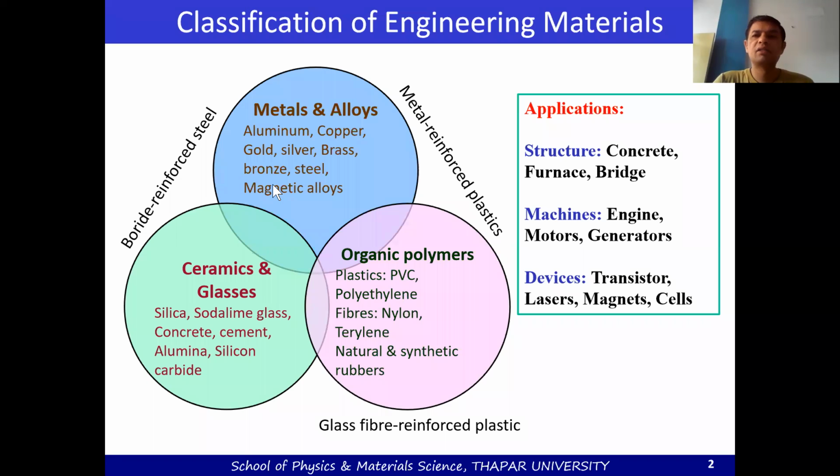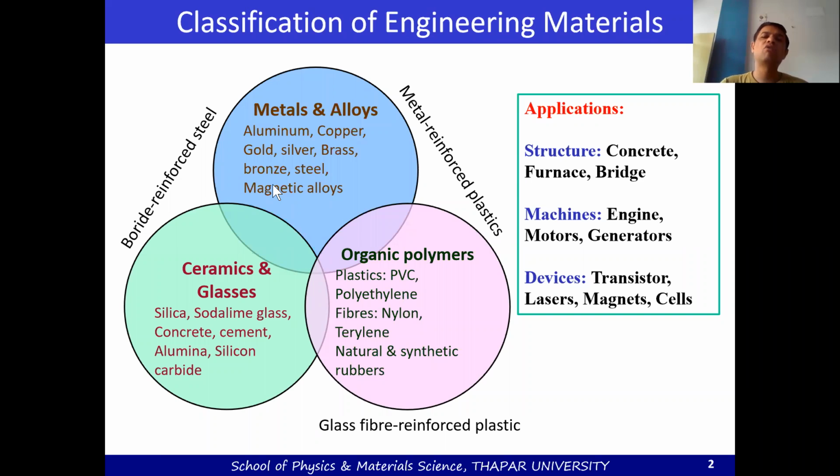We were discussing the ceramic and the glass category of the engineering materials, and what I was telling was that ceramics and glasses could be crystalline or non-crystalline materials. So the fundamental difference in general between ceramics and glasses is that ceramics could be crystalline or non-crystalline, while glasses are always non-crystalline, or you can say amorphous.